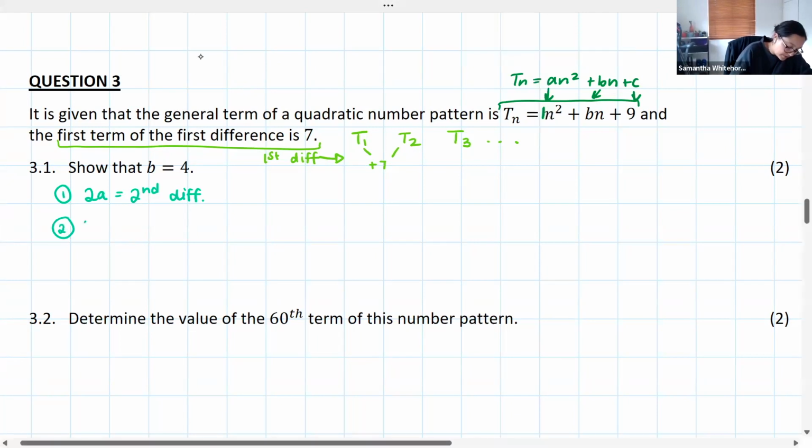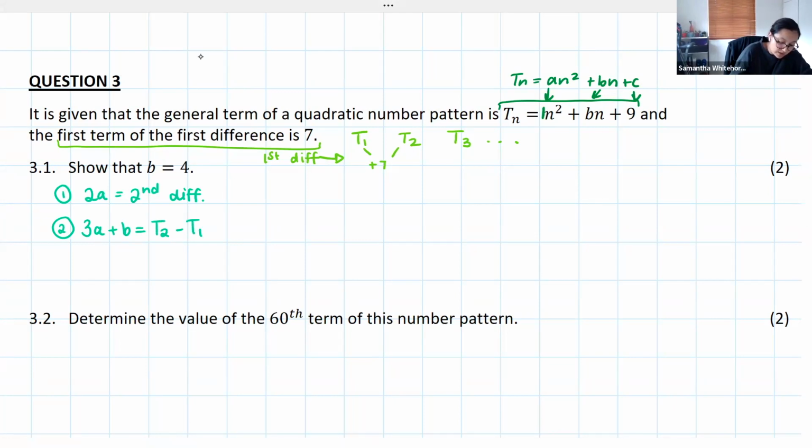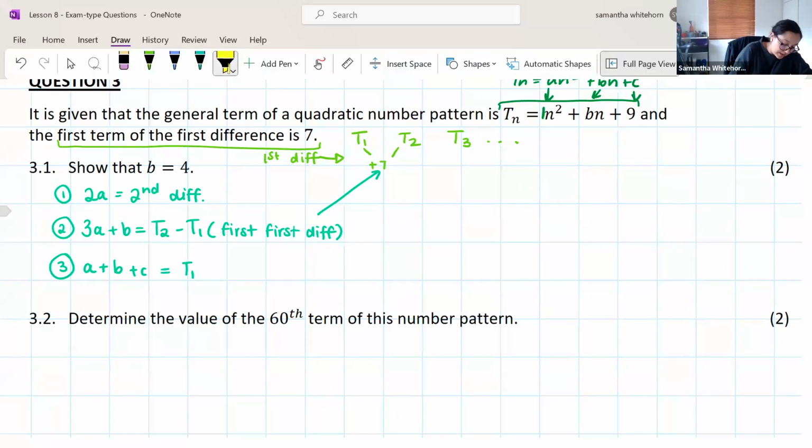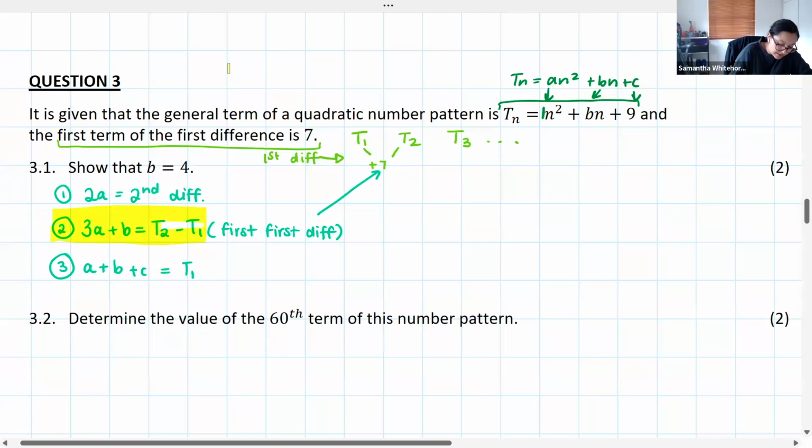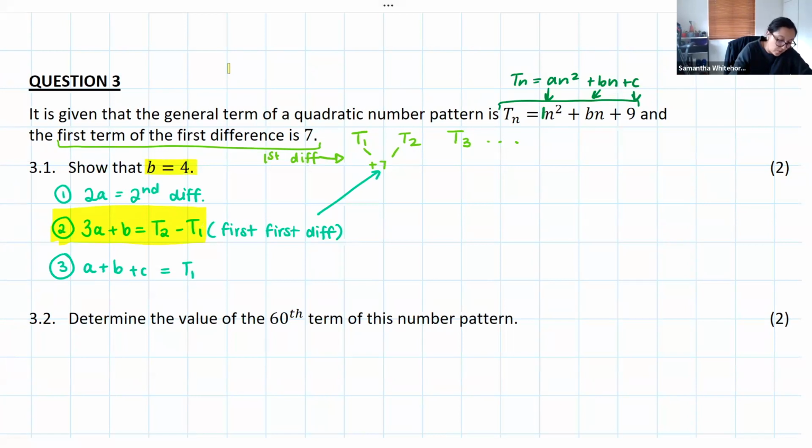The second formula we have to know is 3A plus B is equal to term 2 minus term 1, essentially the first difference. And we've been given that here. That was my 7. The third equation is A plus B plus C is equal to term 1 of my quadratic pattern. Again, I don't need that because I know what C is. The only formula I'm actually concerned about is the second one, because that allows me to calculate B, and the question says show that B is equal to 4.